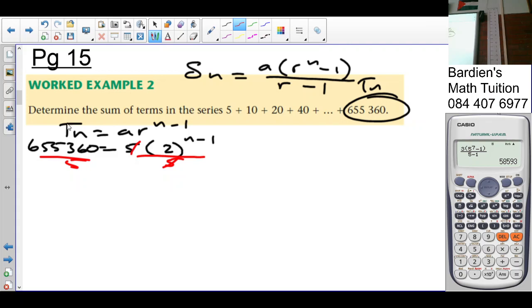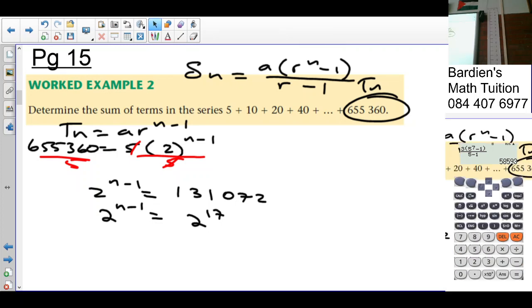So we got 2 to the n minus 1 is equal to what? 131,072. You all agree with that? Okay, so 131,072 can be written as 2 to what exponent? 17. So it's 2 to the 17. Remember, when bases are the same, exponents are equal. If you didn't know how we get that, you put it in the calculator.